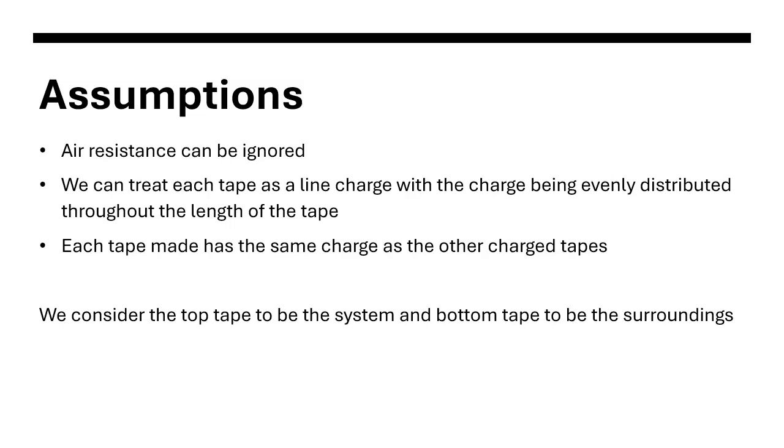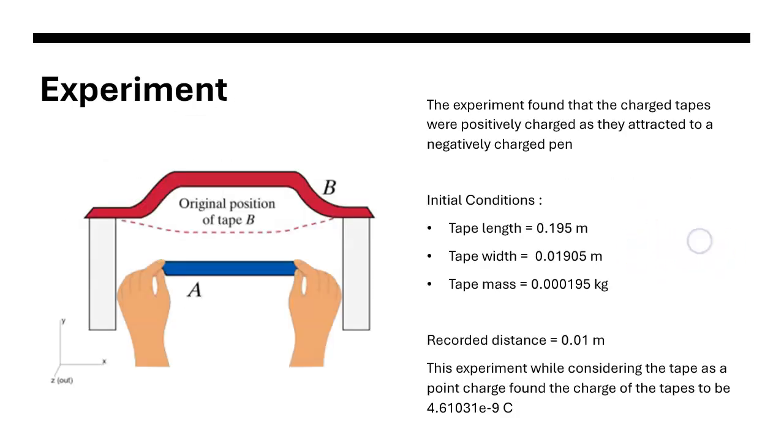We assume that air resistance can be ignored, and we also had to treat each tape as a line charge where the charge is evenly distributed throughout the length of the tape. And each tape is also made with the same charge. So we consider the top tape to be the system and the bottom tape to be the surroundings. And the experiment was similar to this graphic where we held the bottom tape to the top tape and measured the distance between the tapes when the top tape began to levitate.